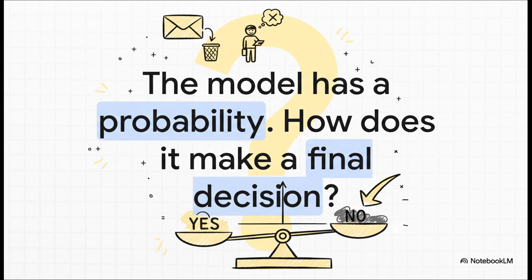Okay, so this is great. The model now gives us a probability. It might say there's a 69% chance this email is spam, or maybe a 30% chance a student will pass. That's super useful information, but it's not a final decision, is it? We still need a definite yes or no. So how does the machine make that final call?